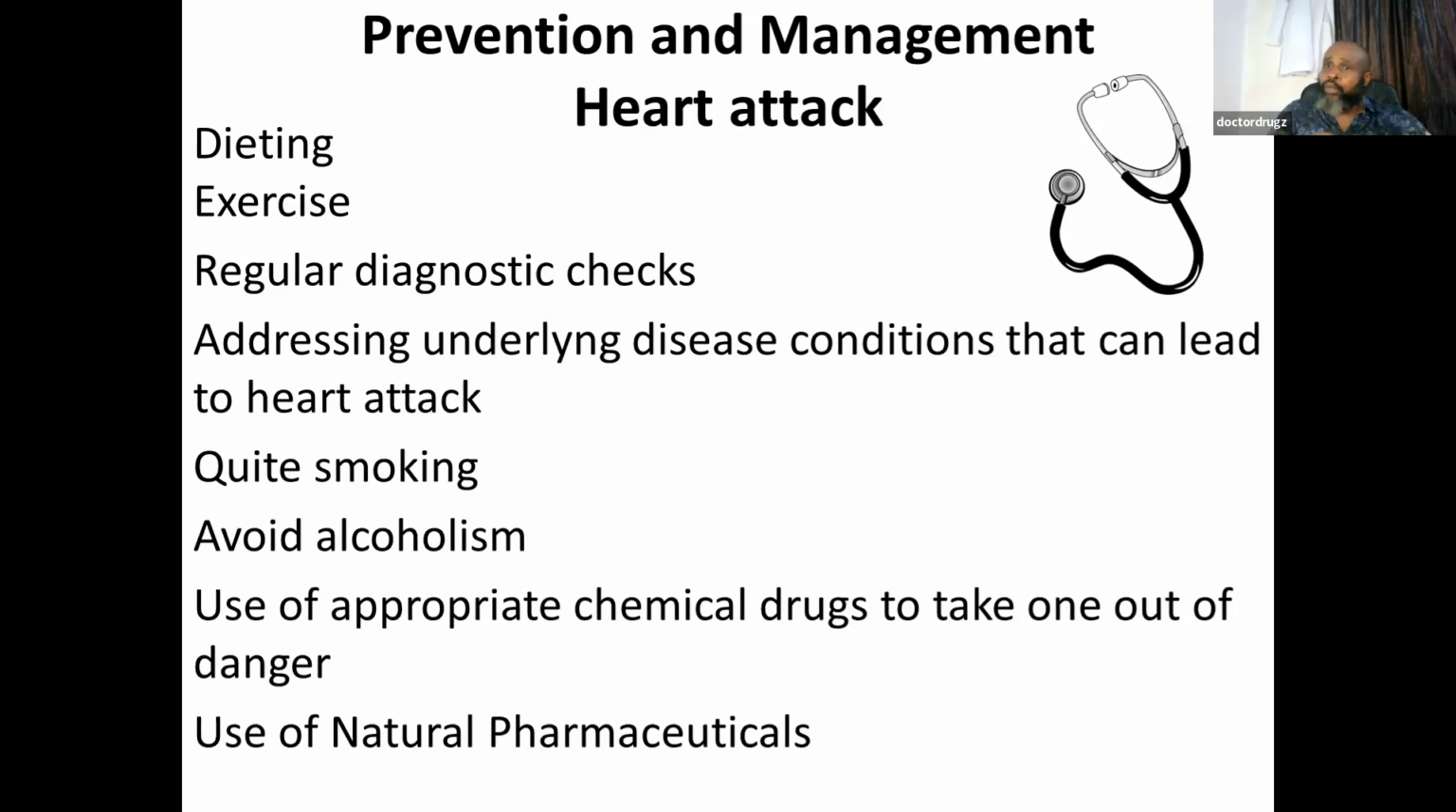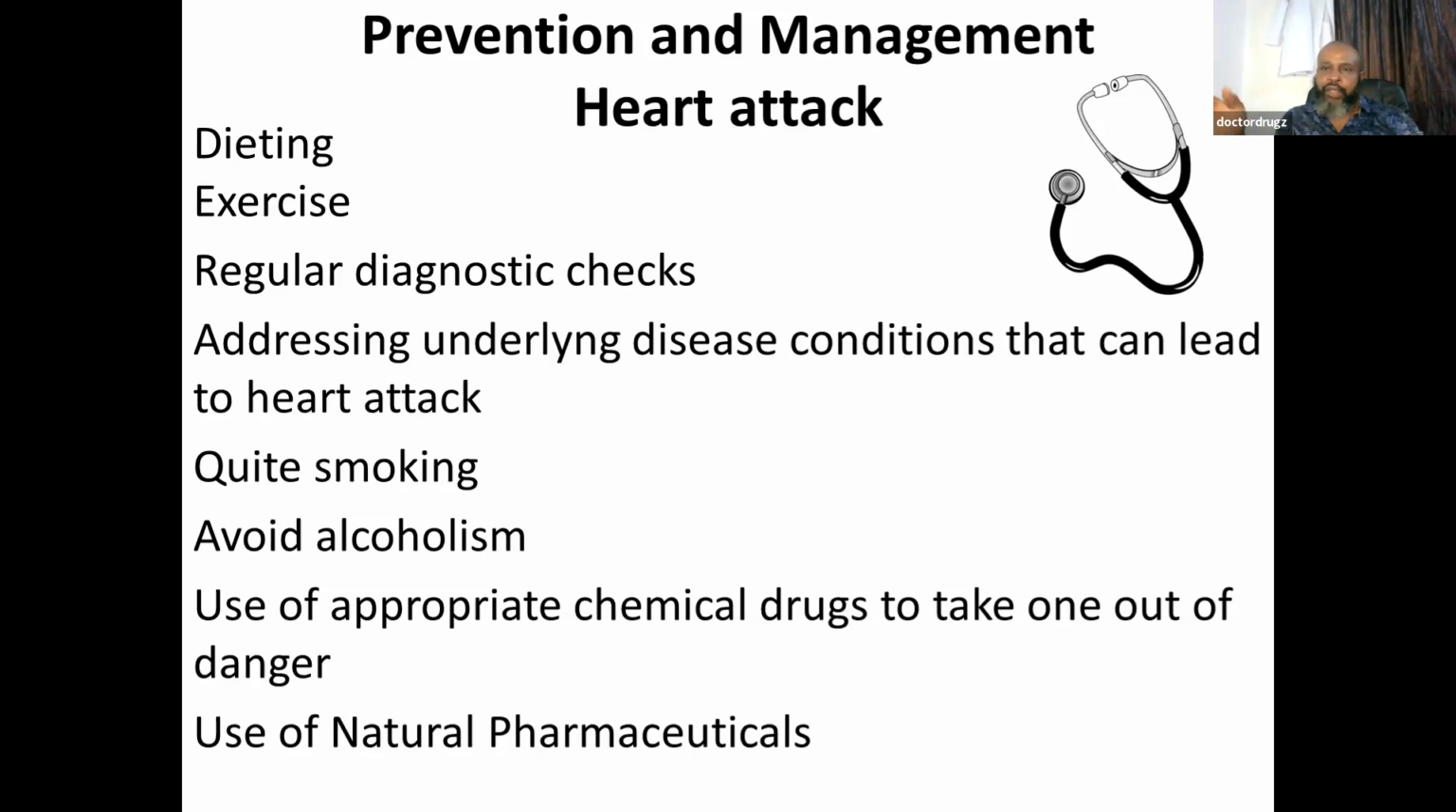So if you draw people's blood and put it in a centrifuge, you will see that up to one third of the blood is what? White fat. I'm telling you, just go to Google and check. You will see some people, pure white fat will come out and the person is slim. So you have to do what? Have regular diagnostic checks. So you have to address underlying disease conditions that can lead to heart attack, like what? Type 2 diabetes.